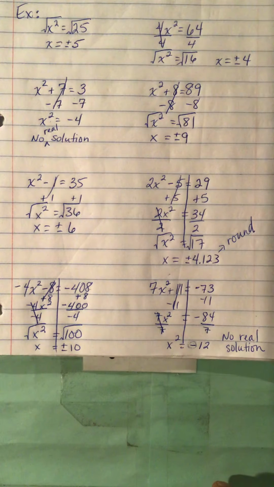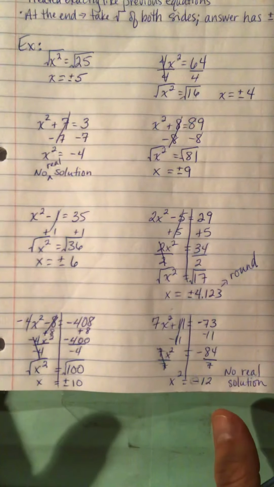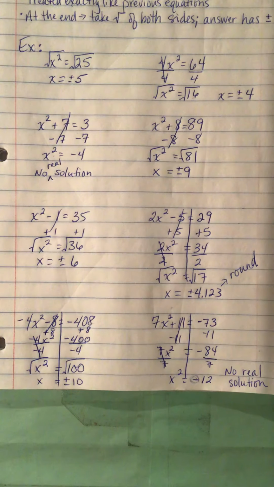Okay? So, as you can see, we solve our equations just like we did with our regular variables, except this time we need to take the square root of both sides at the very end if we can. If not, that's okay. We're not able to finish it, and that happens sometimes.